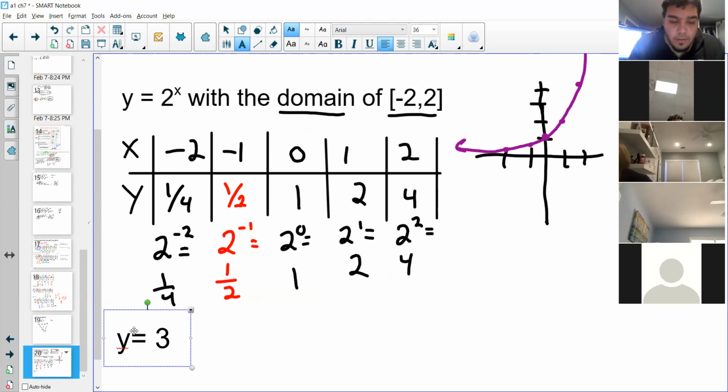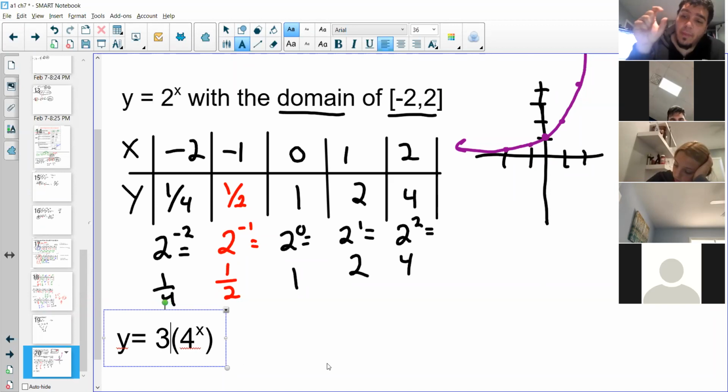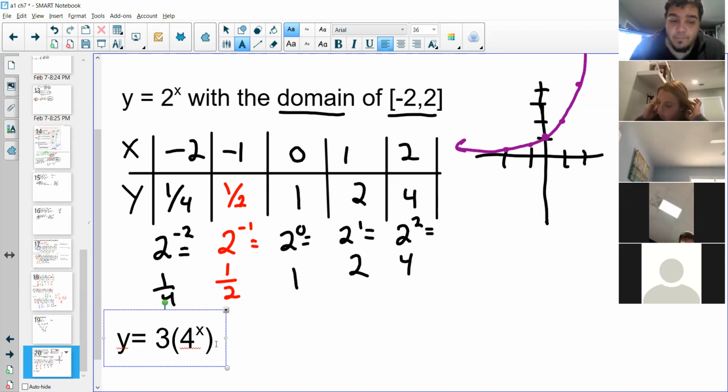3 times 4x. This is supposed to be times, so 3 times 4x. You might also see it, actually, let me draw it this way with parentheses. There you go. So 3 times 4x. Very important: the exponent is only on the 4 and not on the 3.